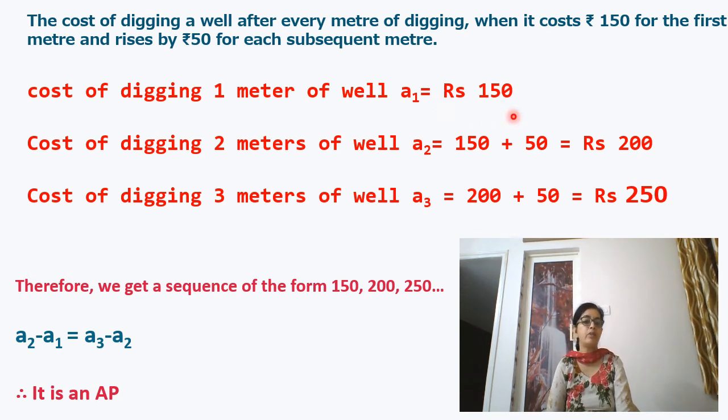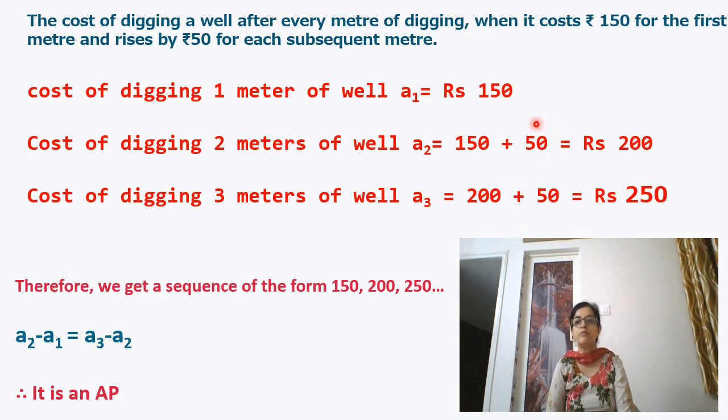As you always know, even when you are hiring a taxi, the charge for the first kilometer is always higher than the subsequent charges. Similarly, here also the cost of digging for the first meter will be greater than the subsequent cost. So the first term A1 is 150. Now the cost of digging 2 meters of well, that is A2, is equal to 150 plus 50. Here you can see it is an AP because the cost is rising rupees 50 for subsequent meters. It means every time the cost will be rising by 50 itself. So the common difference is 50.